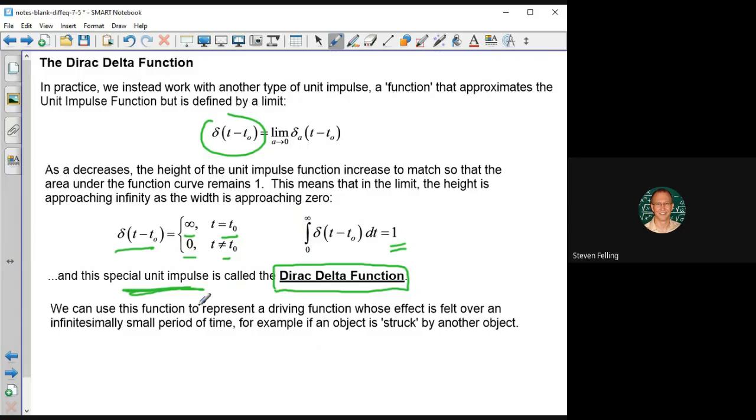So for example, if you wanted to model an airplane wing as a spring mass system to see how it vibrates, and then imagine what happens if a bird impacts, flies into the plane's wing, right? So it's hitting the wing and it imparts a force, but that force only acts over an infinitesimal amount of time. That is modeled with a Dirac Delta function.